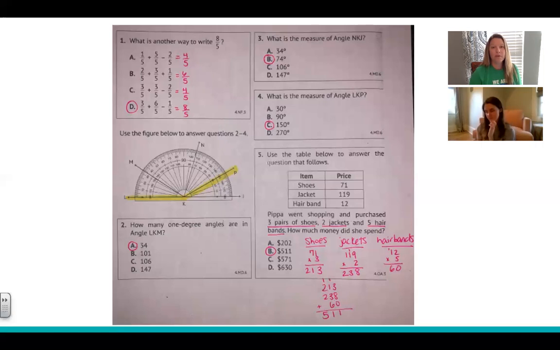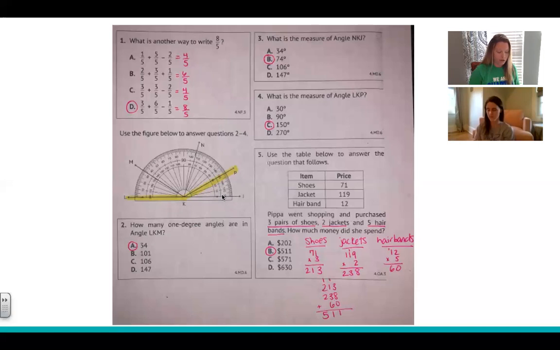Perfect. So on number 3, I'm looking at the same protractor. For this one, I'm looking at angle NKJ. So this one is way up here. Now I'm kind of looking on the opposite side of where Mrs. Moore was looking. If I follow that angle, again, I can see that it's less than 90 degrees. So I can eliminate C and D right away because it's an acute angle.